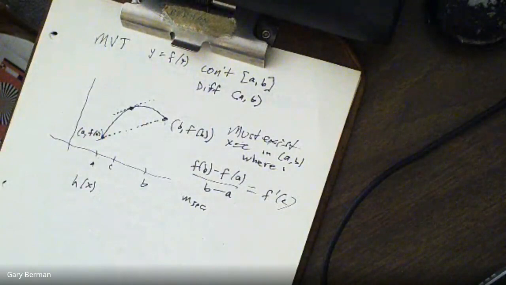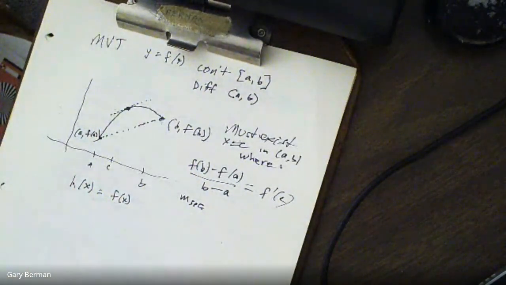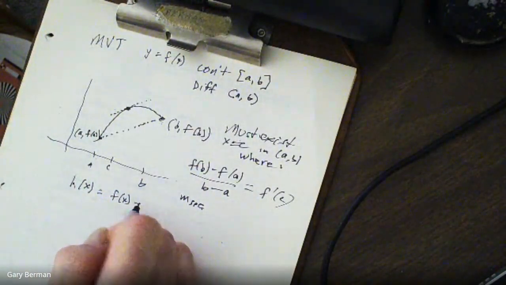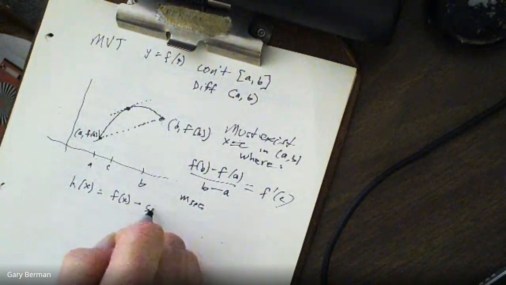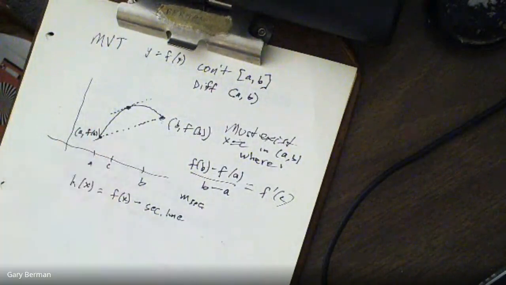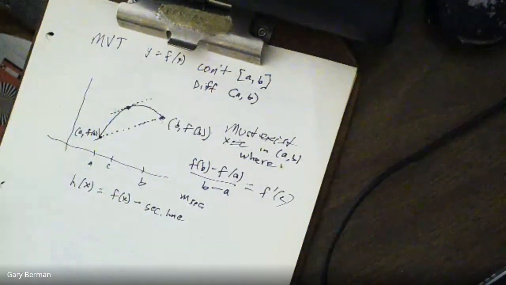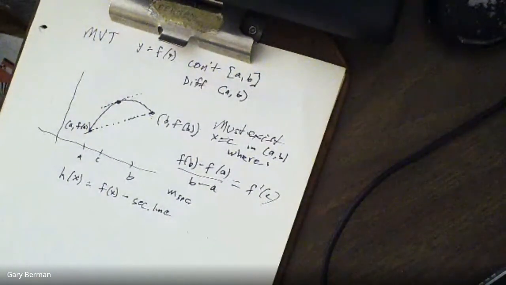And h of x is going to be the original function f of x minus the secant line. I'm going to write it like that for a second. Minus the function that represents the secant line. Okay? Let me first write out what this looks like, and then I'll show you what it means, which is a fault of the book, it doesn't do this.